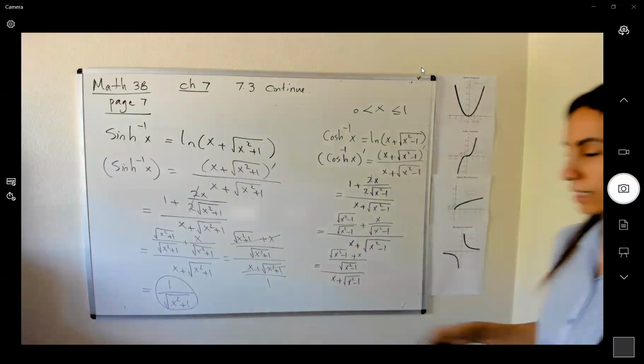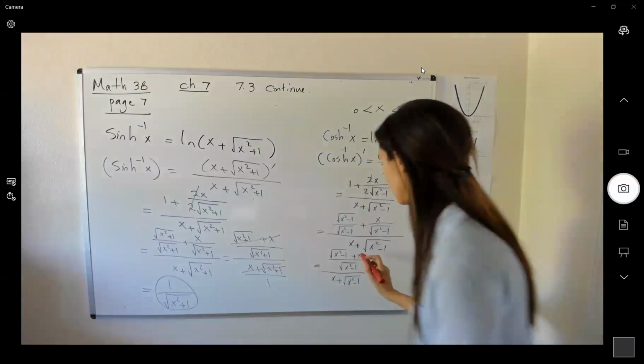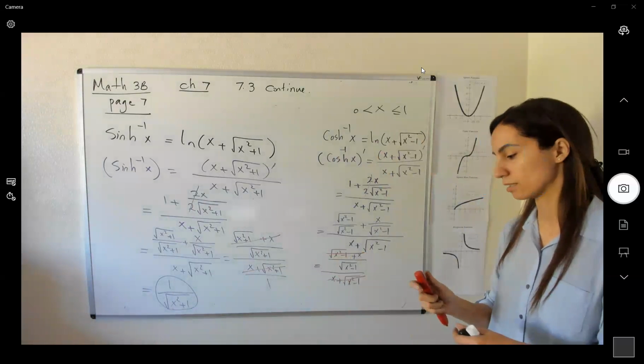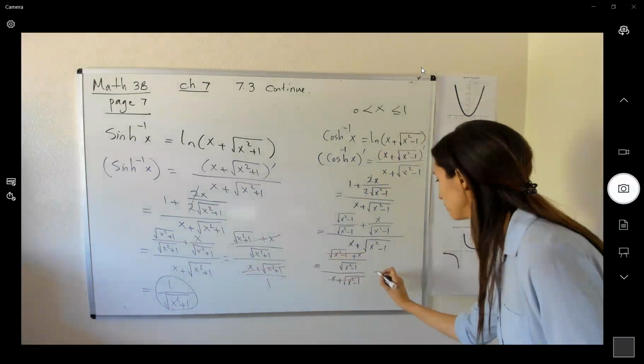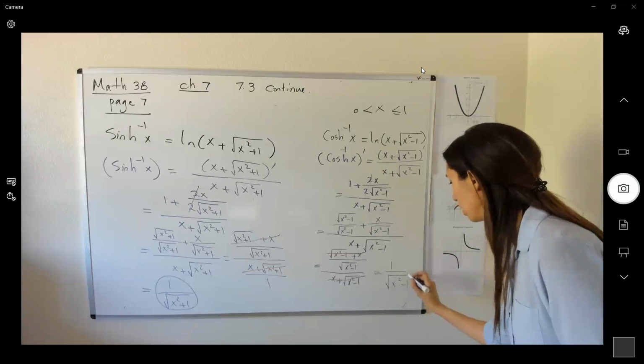Of course, you can cancel out the numerators because they are the same. The outcome is equal to 1 divided by square root of x squared minus 1.